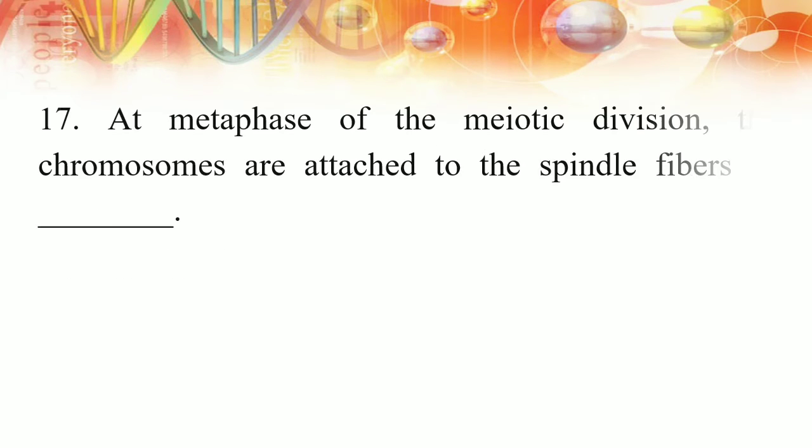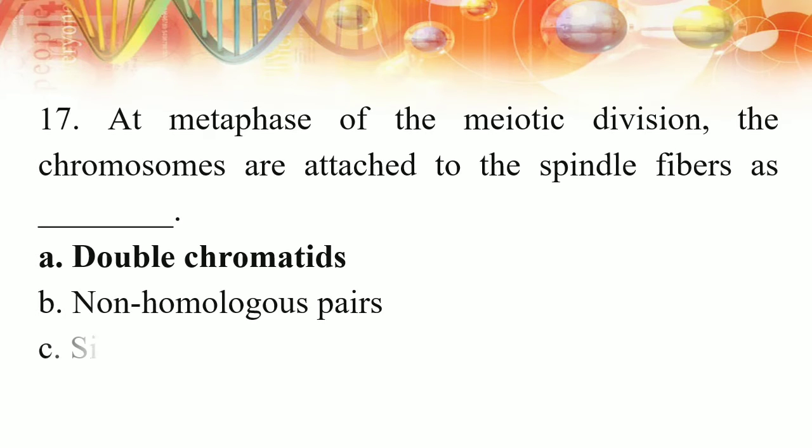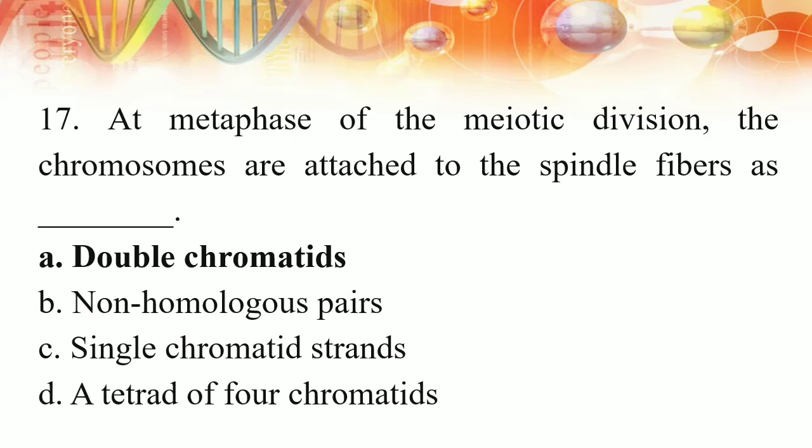Number 17. At metaphase of the meiotic division, the chromosomes are attached to the spindle fibers as blank. A. Double chromatids. B. Non-homologous pairs. C. Single chromatid strands. D. A tetrad of 4 chromatids.